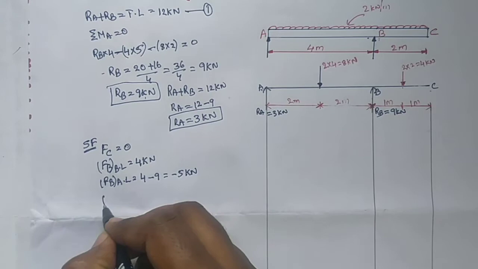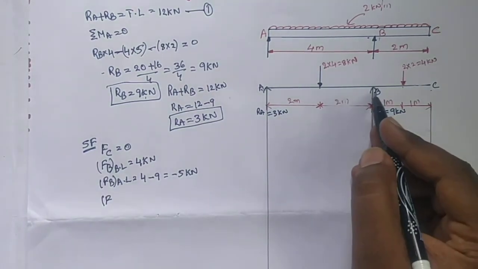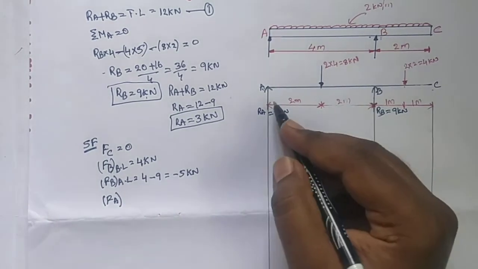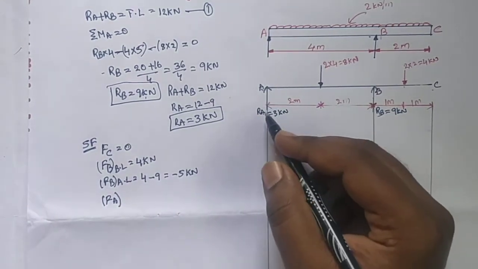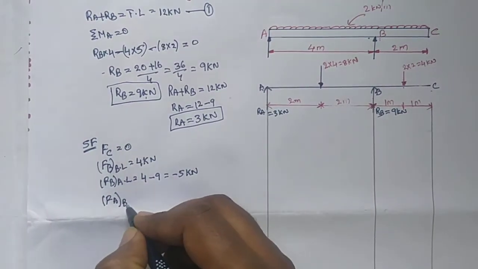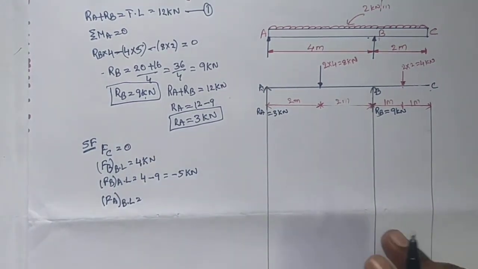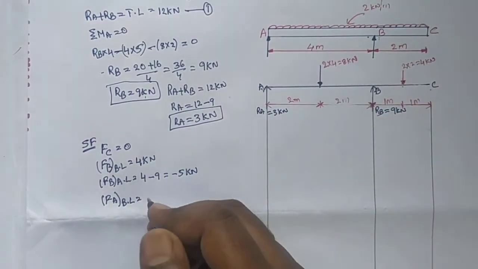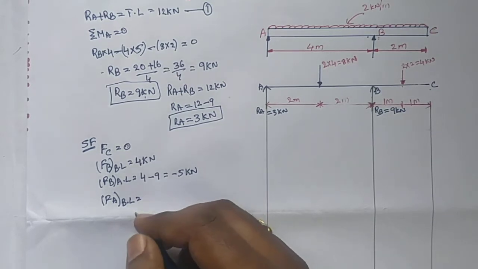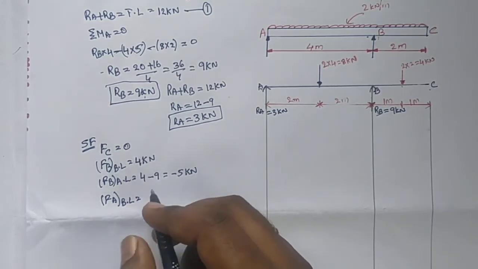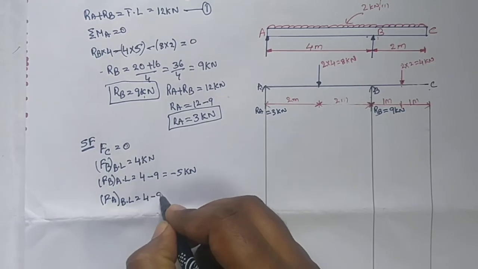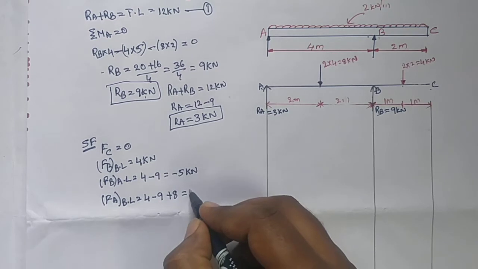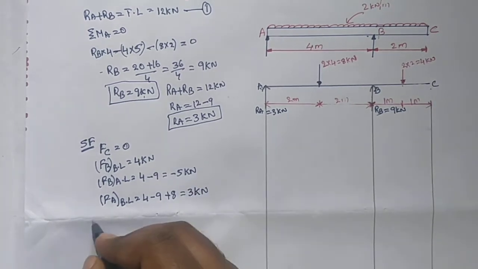Next, the point after B is A. Shear force at point A. At point A a reaction force is acting, so we need to calculate before and after load. Before load, we need to add the right side of point A. In total there are 3 loads, 2 applied loads and 1 reaction force, so 4 minus 9 plus 8 equals 3 kilonewtons at point A before load.